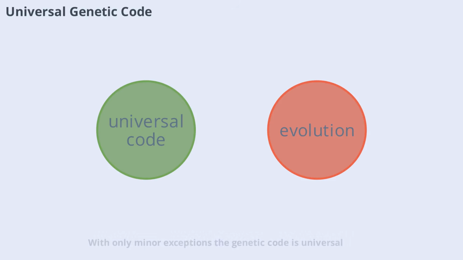With only minor exceptions, the genetic code is universal. A single coding dictionary is used by almost all viruses, prokaryotes, archaea, and eukaryotes. This universality underscores the shared evolutionary history of life.